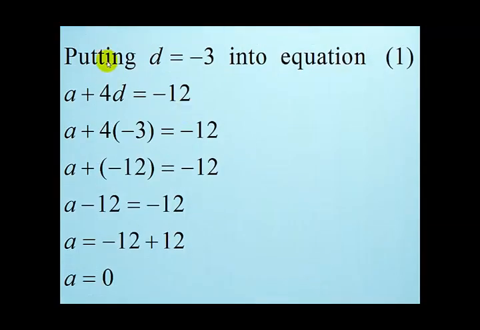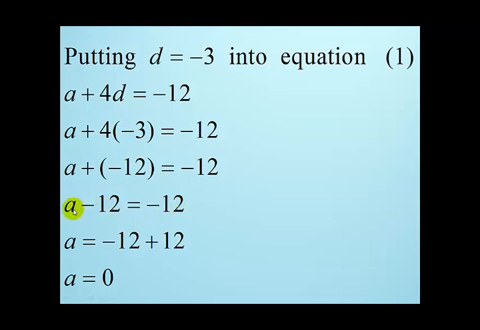Now putting d equals minus 3 into equation 1. That means that wherever we see d in equation 1, we substitute minus 3. From equation 1, we have a plus 4d equals minus 12. And now d is equal to minus 3. So by substitution, we have a plus 4 times minus 3 is equal to minus 12. Now when we multiply 4 by minus 3, the answer is minus 12, and that is how come we have minus 12 in the bracket. Now to open the bracket, we have a minus 12 is equal to minus 12.